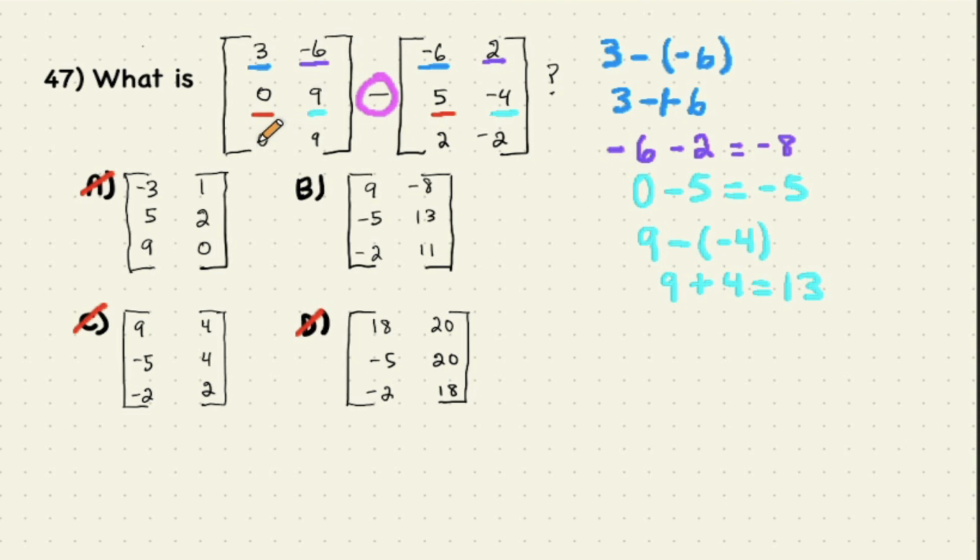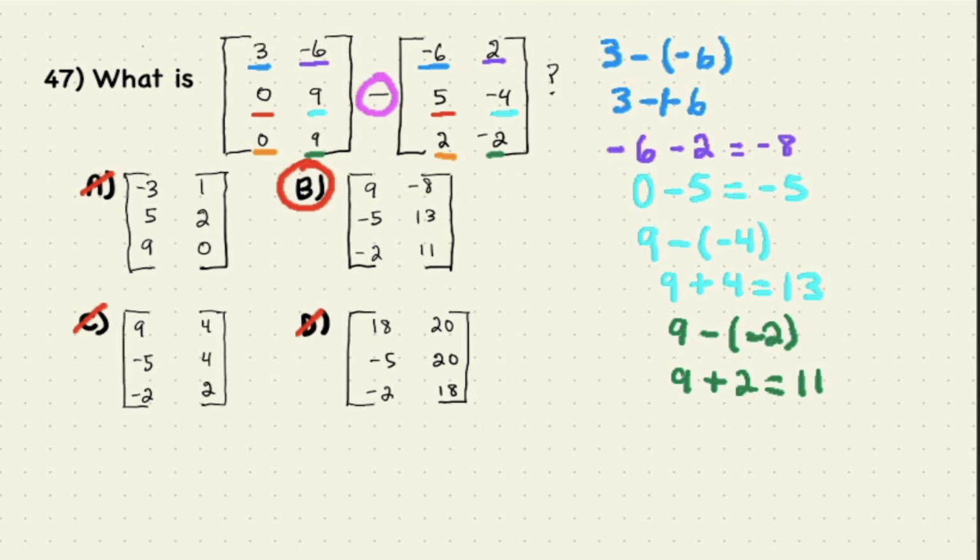And so we have 0 minus 2. 0 minus 2 we know is negative 2. Last but not least, we have 9 minus negative 2. Bring those two negatives together, making a positive, and that's equal to 11. Okay, so this is answer choice B as stated.